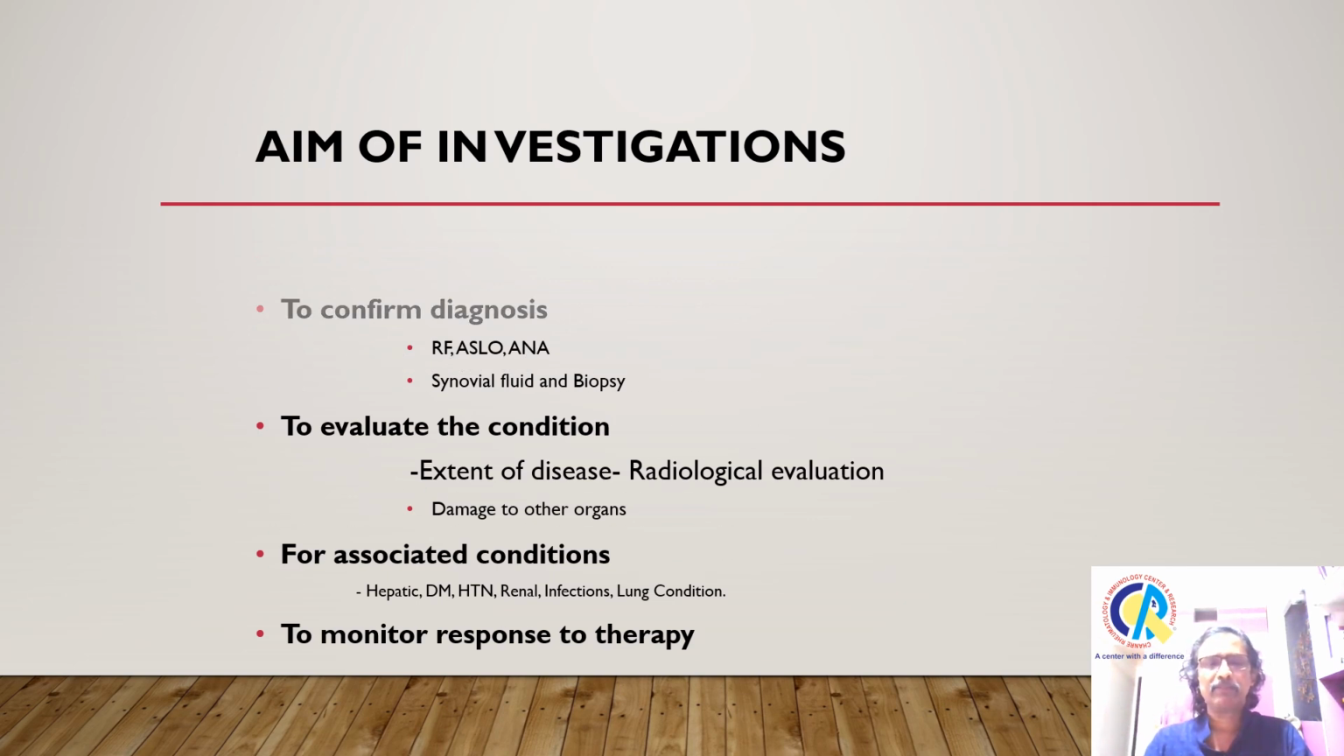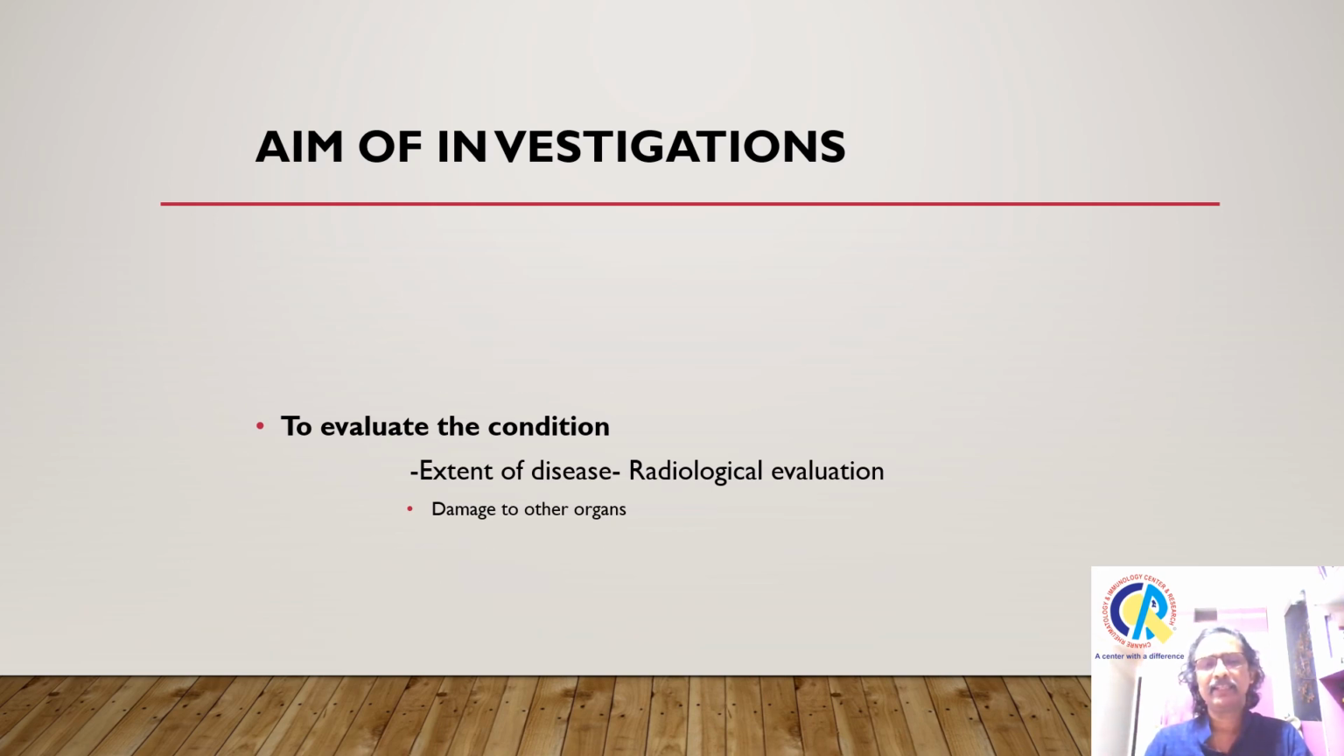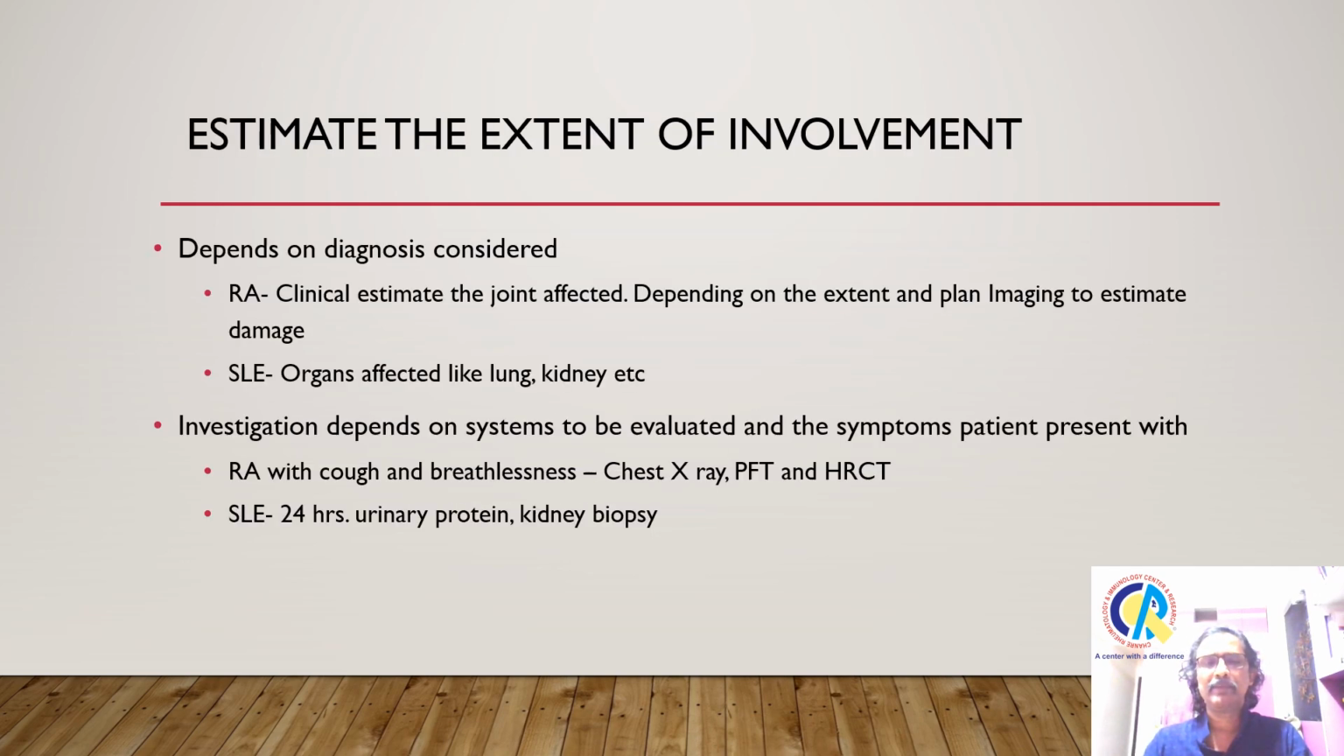So overall, as I said, step 1 is to establish the inflammatory nature. Step 2 is to confirm the diagnosis using RA, rheumatoid factor, ASLO, ANA, and evaluate the conditions to figure out the extent of the disease. Here you can do radiological imaging and also look for damage to other organs. But here it basically depends on the diagnosis. If it is rheumatoid arthritis, we usually estimate the number of joints affected and whether a joint has gone for erosion or bad damage, and one can plan imaging to estimate the damage.